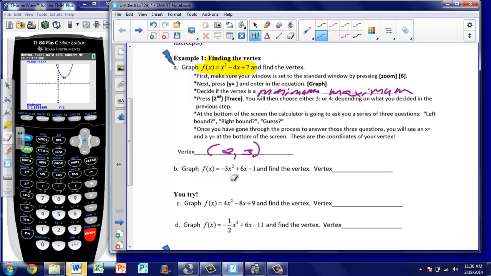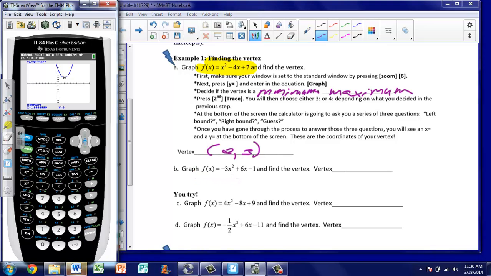All right, let's do another one. So, different equation. We go to y equals, clear out the old one, and enter in this new one. We're going to do negative 3x squared plus 6x minus 1. And then we can go ahead and graph that. This time you'll see that we have a downward opening parabola. There it is, and I want to find the vertex. So here's the point I'm looking for.